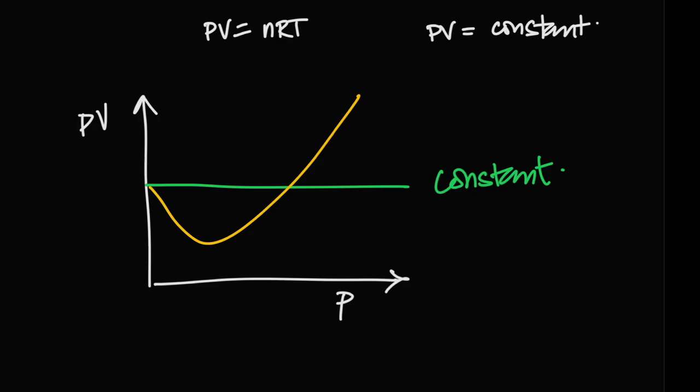Now, the reason why this happens is because what we found out is that there's no gas that behaves ideally. So the ideal gas equation is for an ideal gas, but the ideal gas is a fake concept.